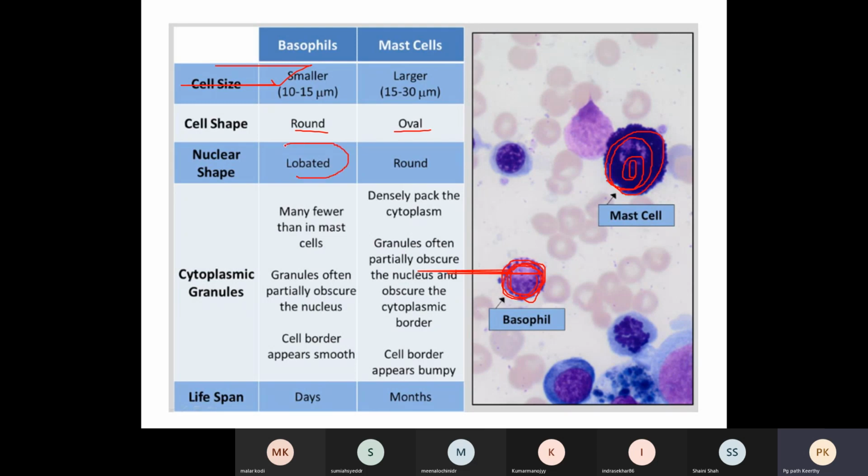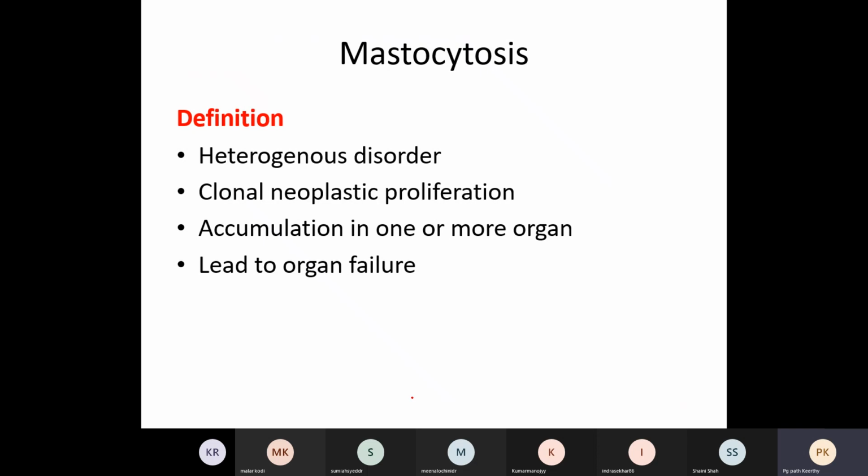Basophils have lobulated nuclei like this, like bilobed, and it is covered by these dense granules, right? Here it is round, so obviously the granules will obscure your nuclei. Here the granules only partially obscure it. Cell borders will be smooth, and see, here it is bumpy like this. The lifespan of basophils will be days, whereas mast cells stay up to months.